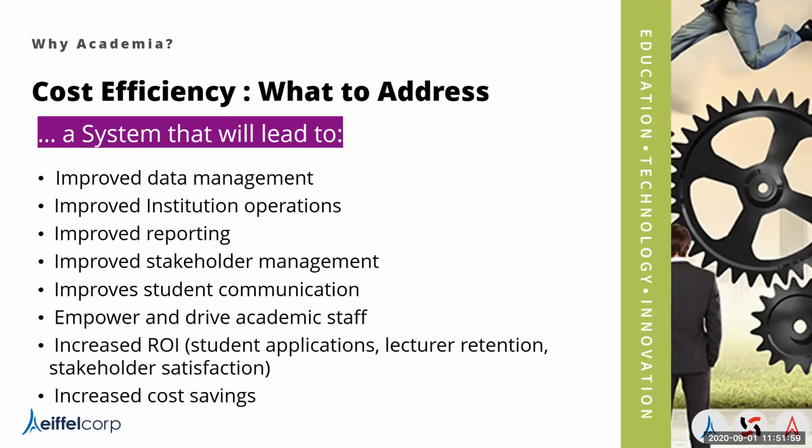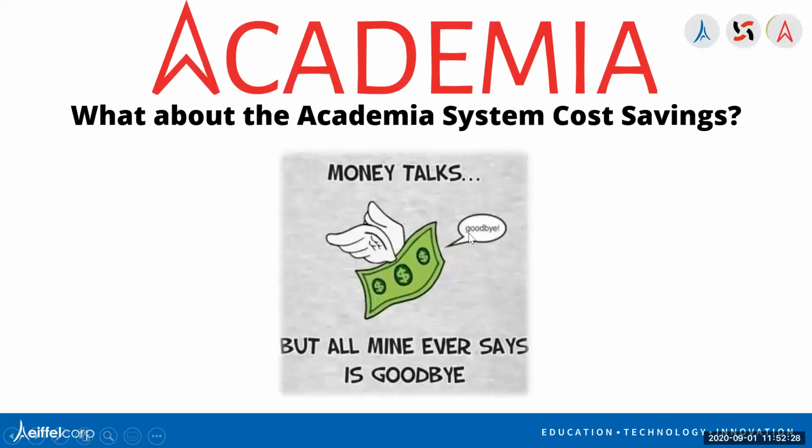Empowering and driving your academic staff. At the end of the day, you want to retain the loyalty of the academic staff within your SIS. The increased return on investment that you can see via your student applications, your lecturer retention, stakeholder satisfaction. Very easy to see that if you've chosen right when you look at the system that you are using. Increased cost savings. You want to spend less and less on the system and not more and more every year. Okay, so that is the principle behind what is the difference between cost efficiency and cost effectiveness. So what does academia bring to the table with regards to cost savings?